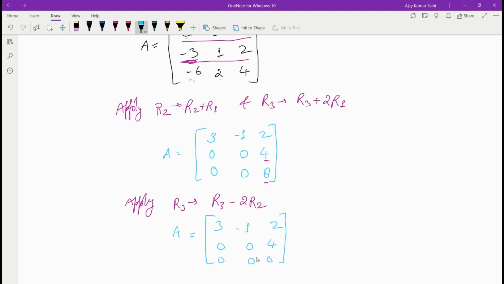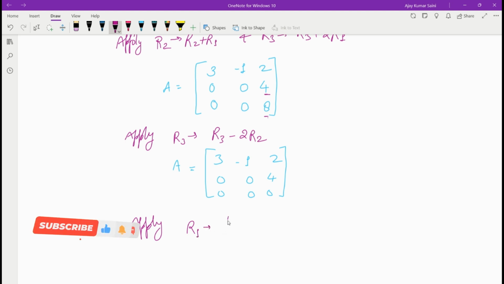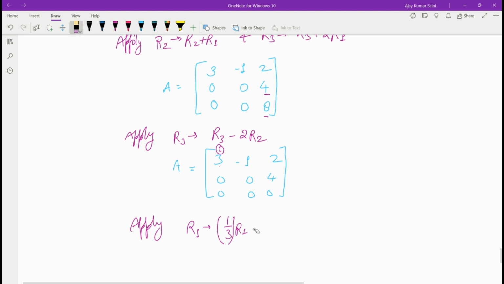After that, again I apply R1 goes to 1 by 3 R1. I told you that we also convert the first element and replace it by 1. If I divide this row by 3, then it is 1. So it is 1, and I also reduce it.